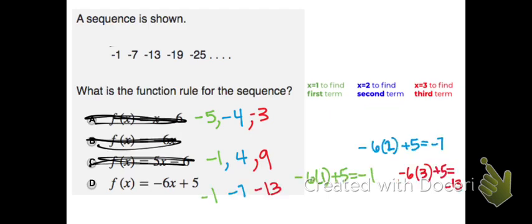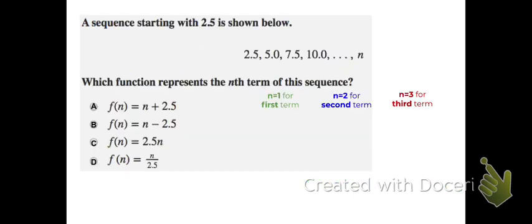So let's look at D. If we check this one, we do get the -1, -7, -13. So D, this equation, this function, will create this sequence. So again, the important thing to remember is to check all of your choices and make sure that you're checking at least 3 of the terms to find the one that matches. It has to work for all of the terms.